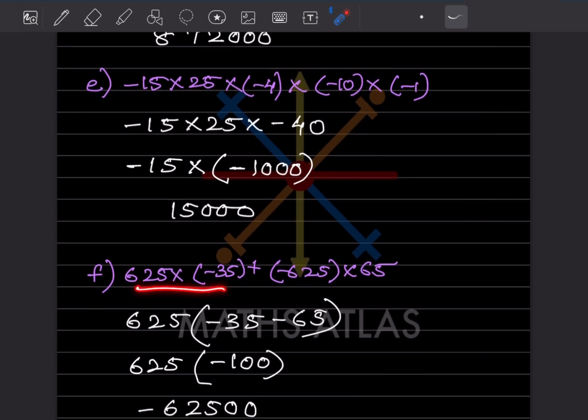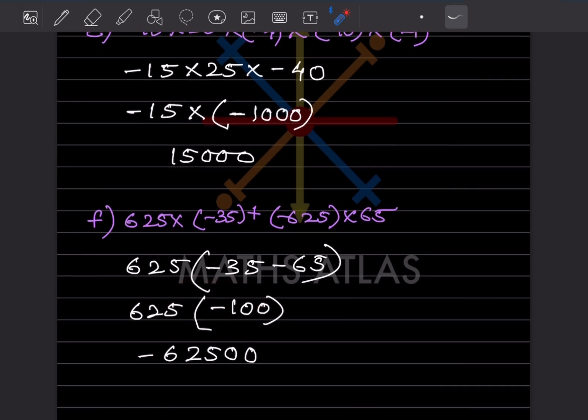Now again, you can see this is multiplication, this is addition, and then again the multiplication. So we can form two groups. So we can take 625 common from both of them. So in the first group, we have minus 35 left. And from the second, we have plus minus is going to be minus, and then 65 is left. So we can put this in a bracket. So keep as it is. When we add this one, that is going to be minus 100. So now this minus sign as it is. Multiply this into this, that is going to be 62500.